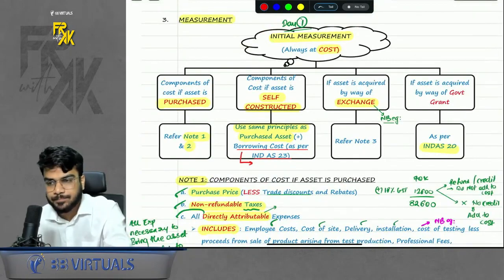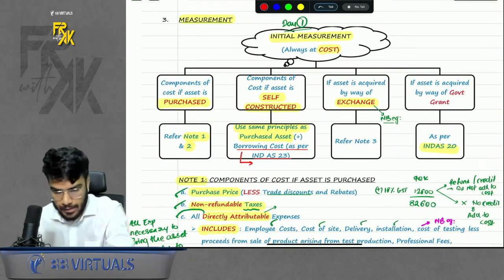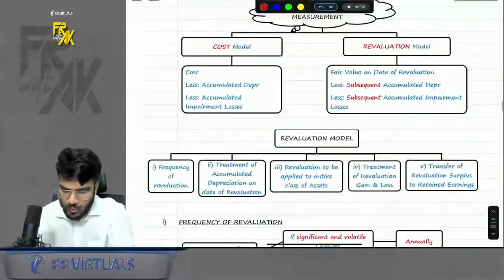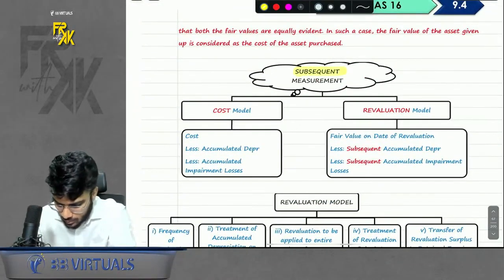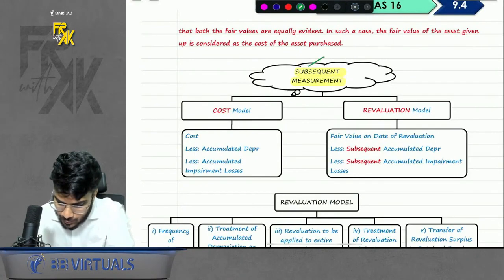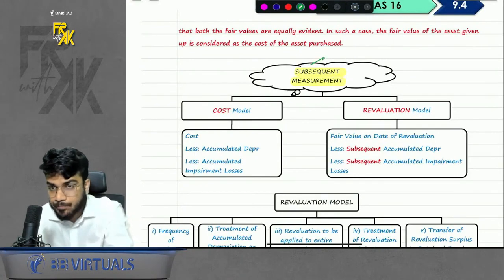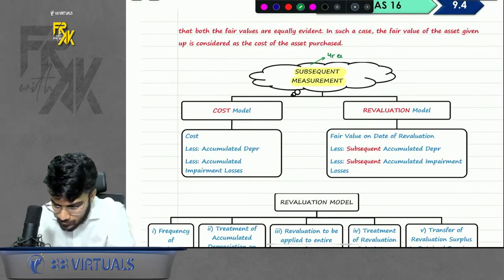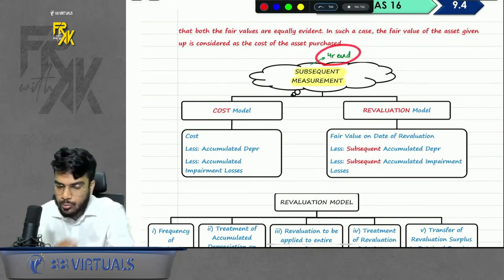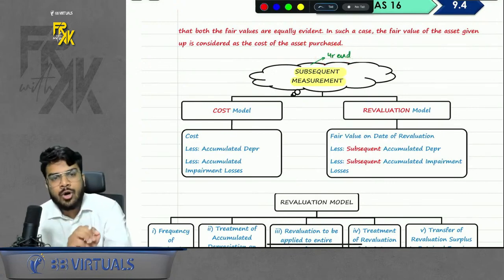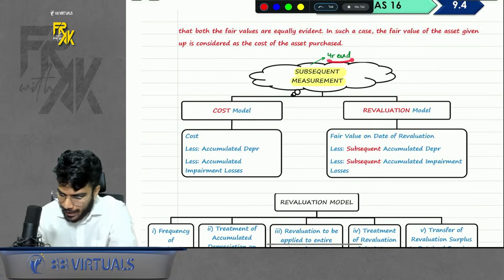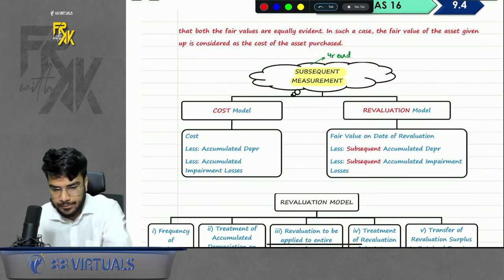Yes or no, guys? Done? Okay. So now we can move on towards subsequent measurement. Now, what is the meaning of subsequent measurement? Subsequent measurement basically means at what value will you record at year end? See, you recorded the asset at cost on day 1. We know that. But at what value will it be recorded on year end?